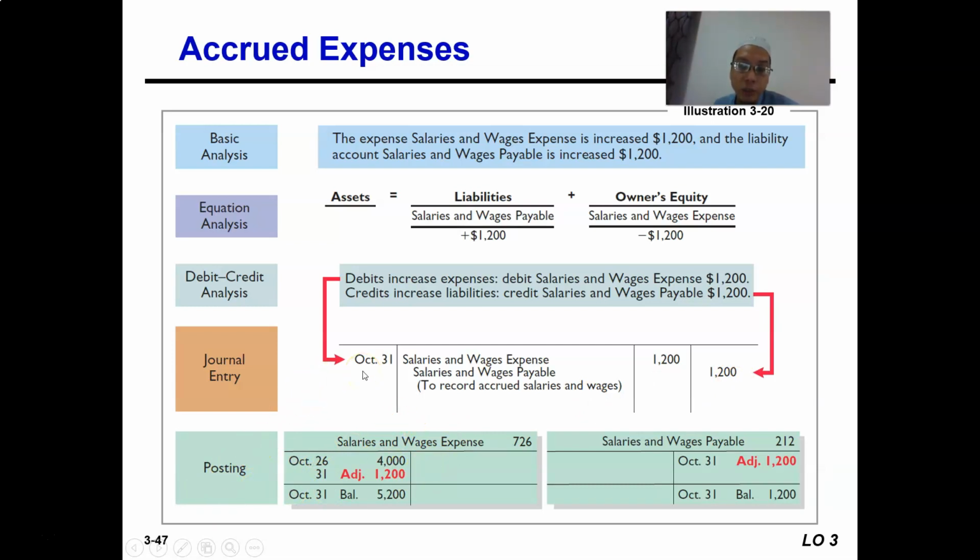After doing the journal entry, we post to the accounts, and this is the effect on the accounts. On salaries and wages expense, on 31st October, there's an adjustment of 1,200. Therefore, the balance of salaries and wages expense is 5,200. On our salaries and wages payable account, we have an adjustment of 1,200 on the credit side, which brings the balance. At the end of October, the company owes 1,200 for salaries and wages.